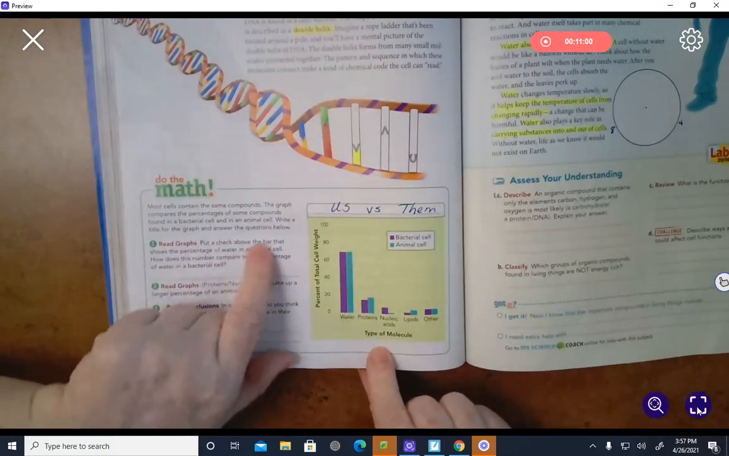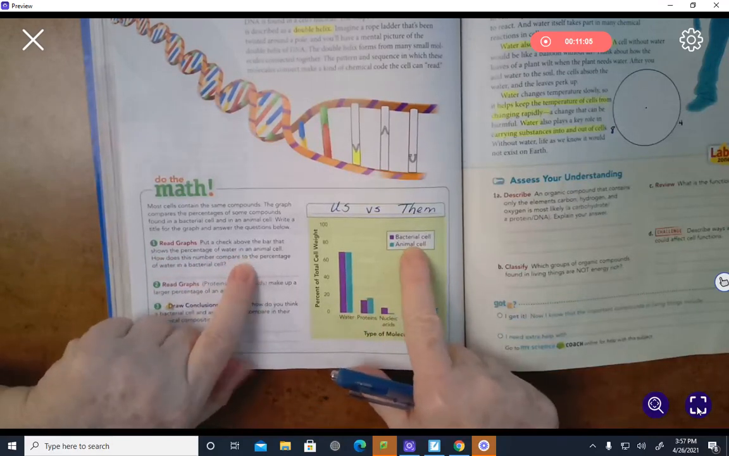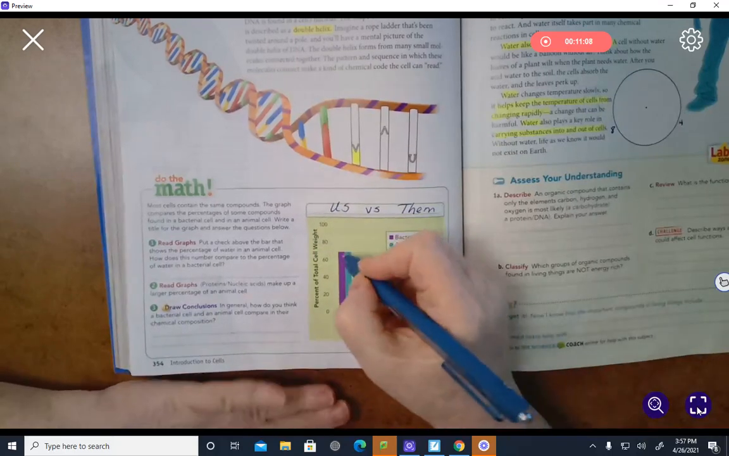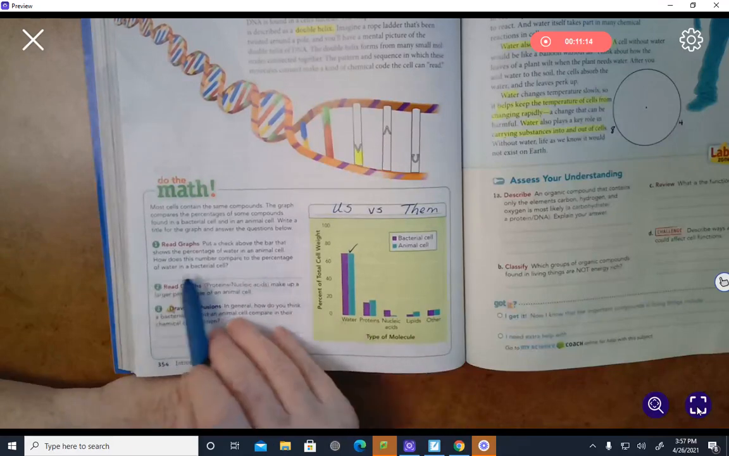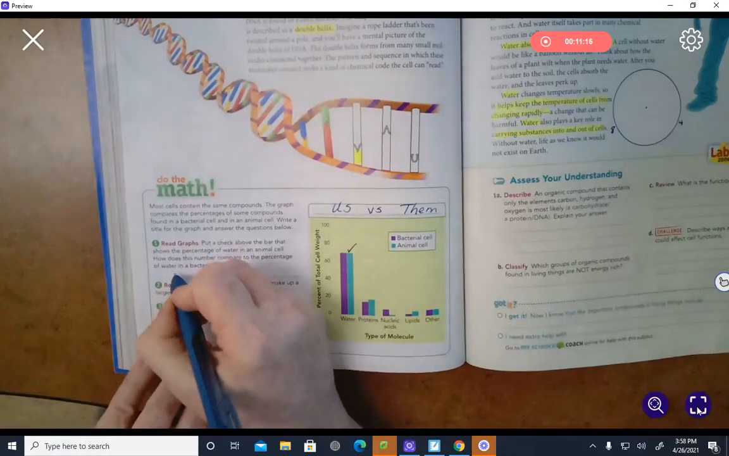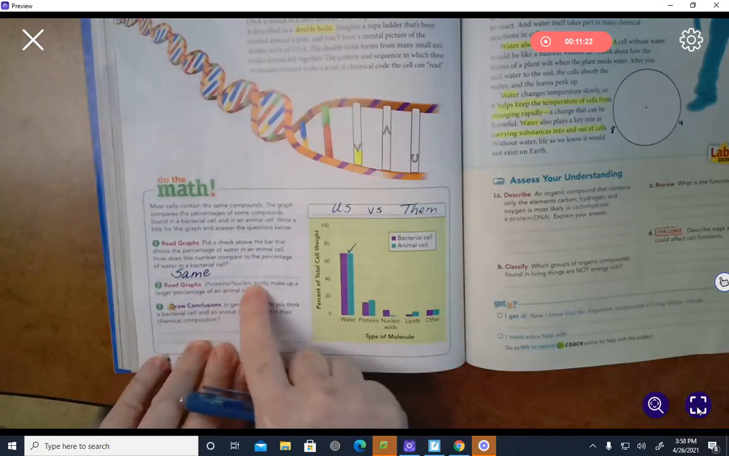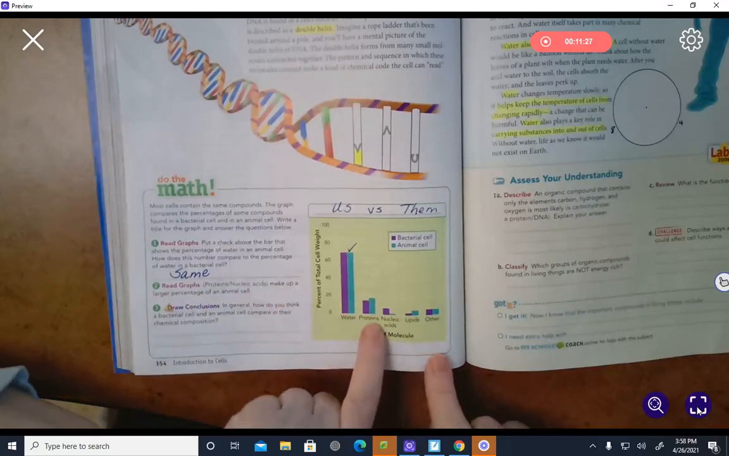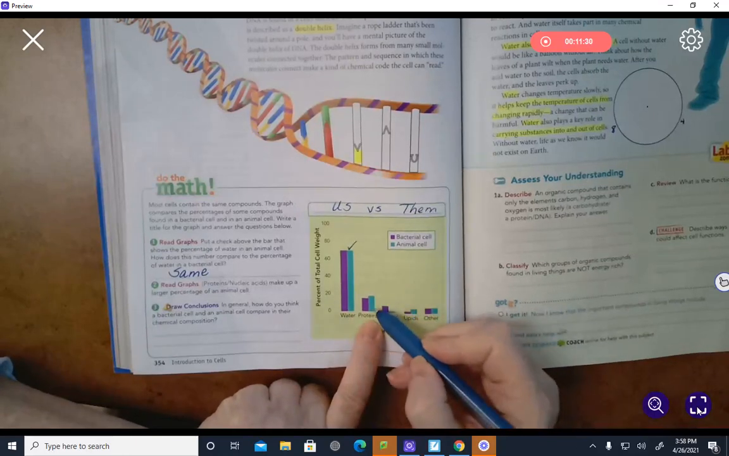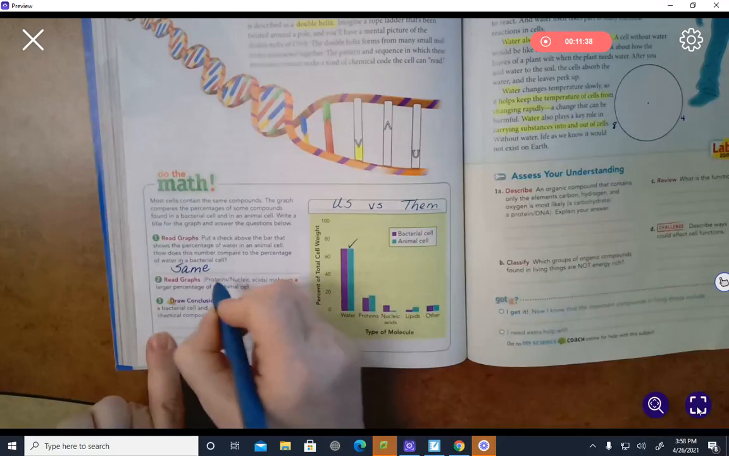Put a check mark above the bar that shows the percentage of water in an animal cell. The animal is blue. Down here it says water, so I'm going to put a check mark above there because it asks me to. How does this number compare to the percentage of water in a bacterial cell? I'm just going to say that it's the same. The proteins or nucleic acid make up a larger percentage of an animal cell. So I'm going to go here and here. Clearly it's proteins because we're the blue in an animal cell and we have hardly any nucleic acid. So I'm going to say proteins.